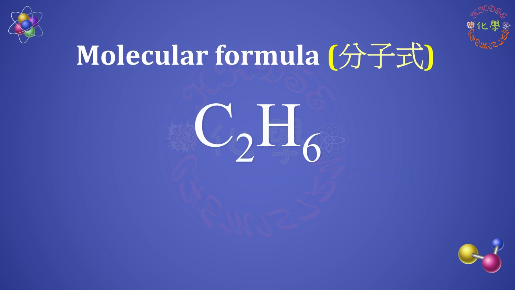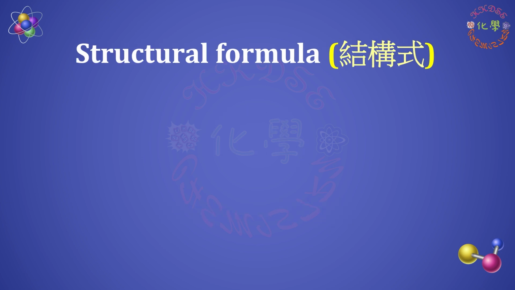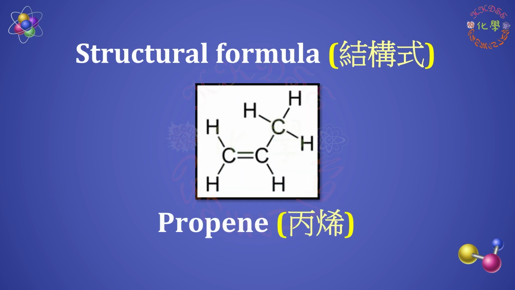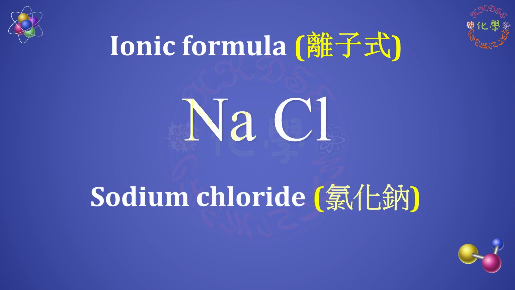The molecular formula of propene is C2H6, the empirical formula of propene is CH3, and the structural formula of propene is shown. The ionic formula of sodium chloride is the positive sodium ion and the chloride ion.